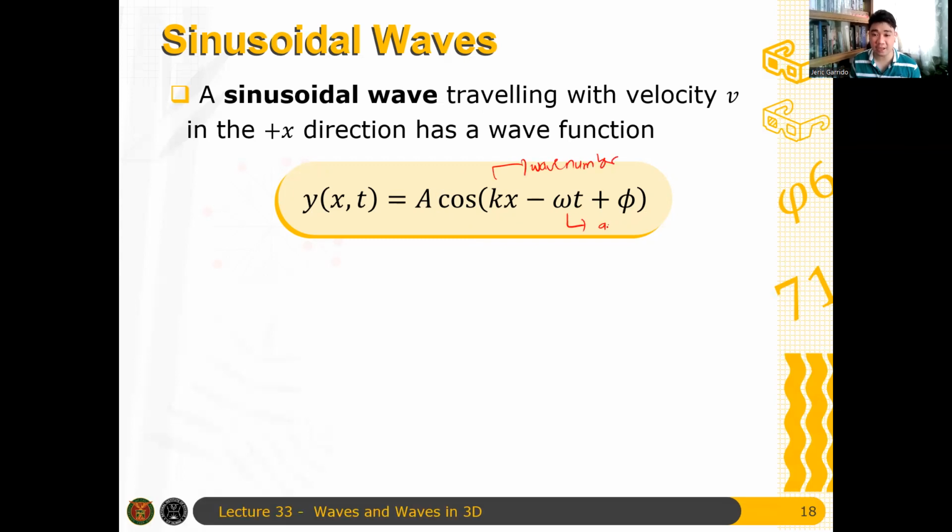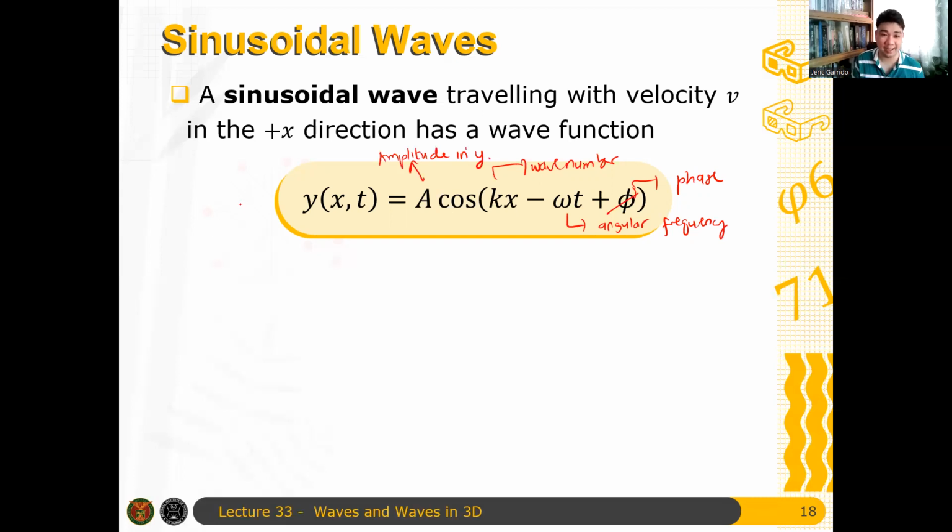Omega here is the angular frequency. And phi is the phase of the wave. Okay, some books remove the phi kasi tinaas na nilang 0 ang phase. Pwede naman. And A here is the total amplitude with respect to y. Okay, so that's the generic version of our sinusoidal wave.